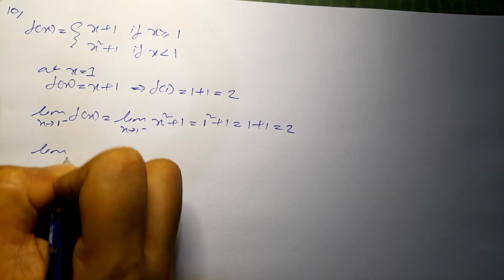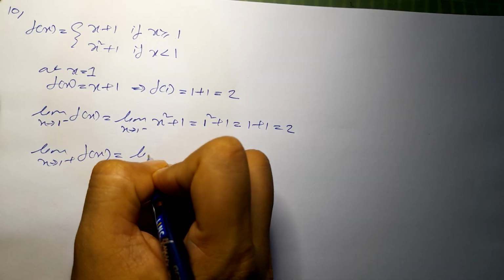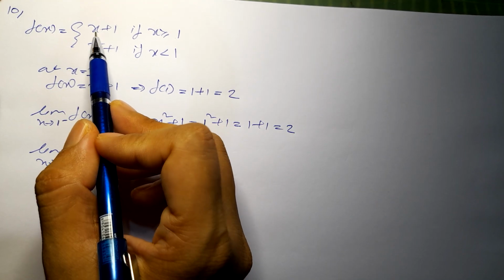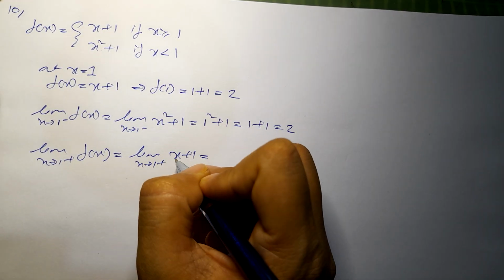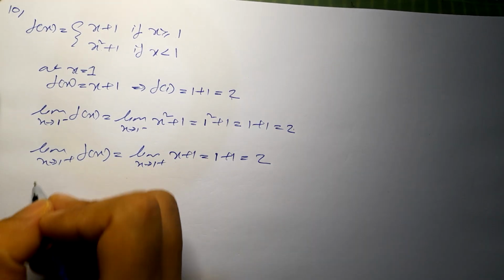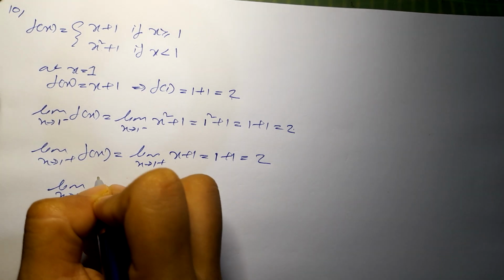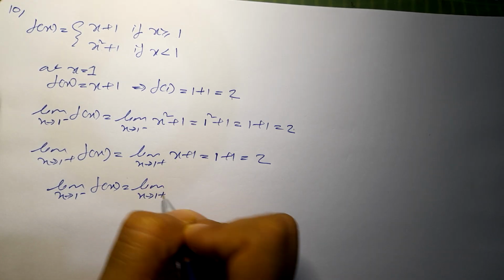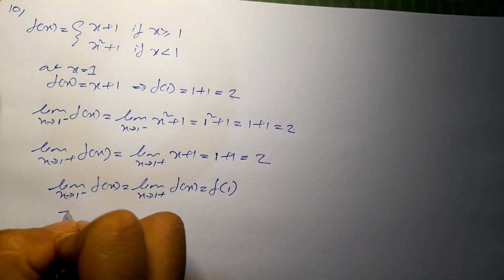Now the right hand limit, limit x tends to 1 plus f of x, which is the function greater than 1. So x plus 1, instead of x, place 1. So 1 plus 1 is equal to 2. All are equal, so it is a continuous function. The left hand limit is equal to the right hand limit, which is equal to f of 1.